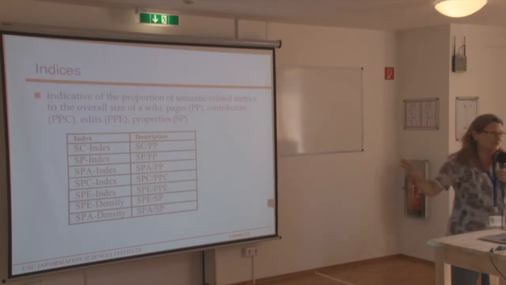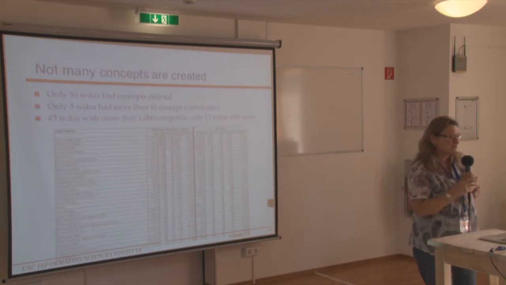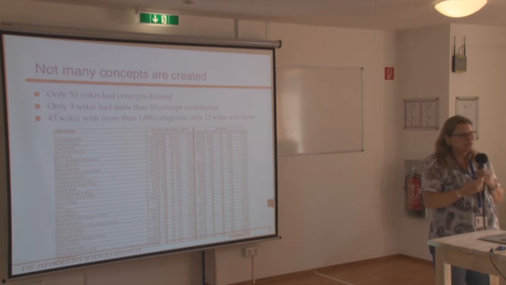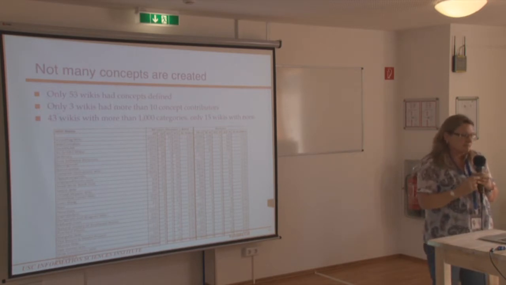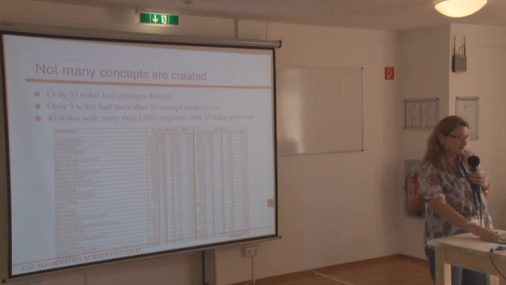So it's very hard to follow in this kind of short talk, but we had to give a name to each one of these metrics, and it's all very confusing. But I'll walk you through the very basic results. So not many concepts are created. Users don't seem to like concepts at all. Only 53 wikis had any kind of concept created, and most of them had very few. Only 3 wikis had more than 10 concept contributors, so that's very, very little. The use of concepts is just very sparse.